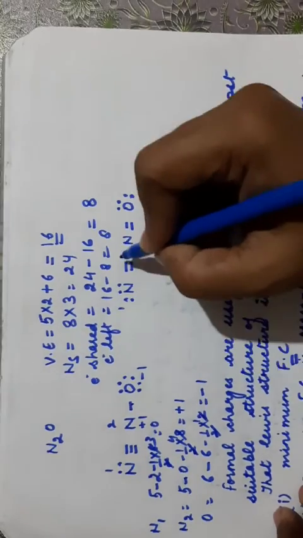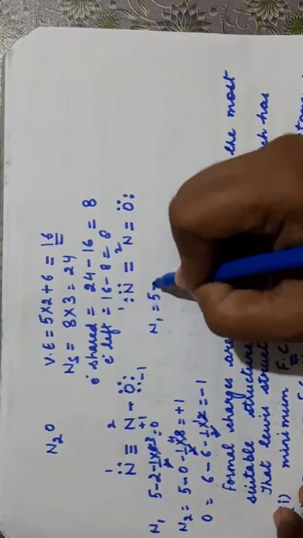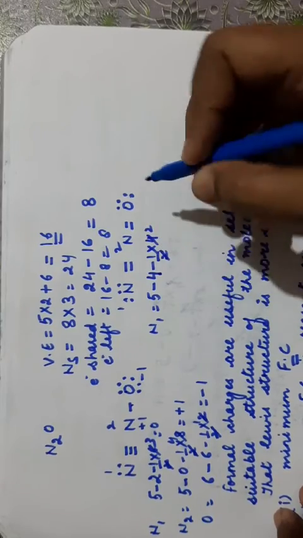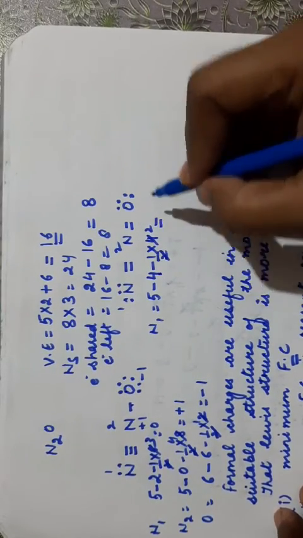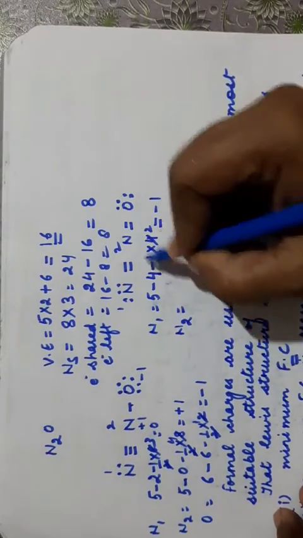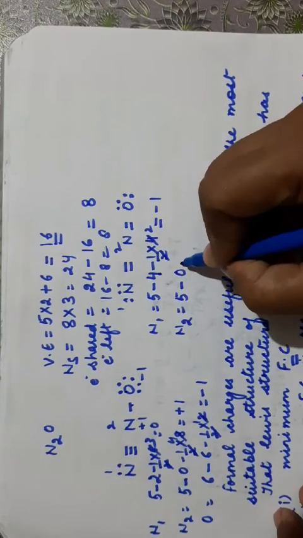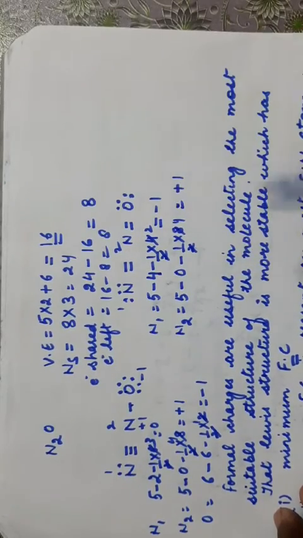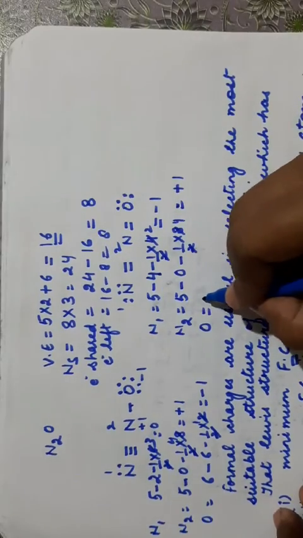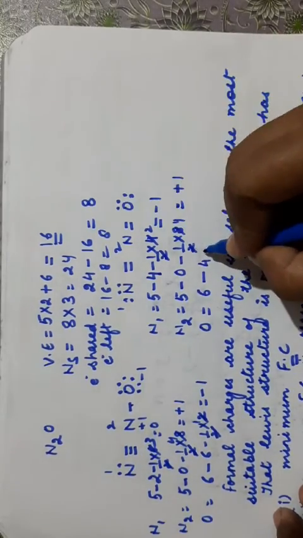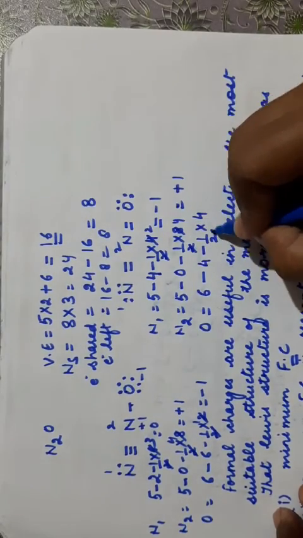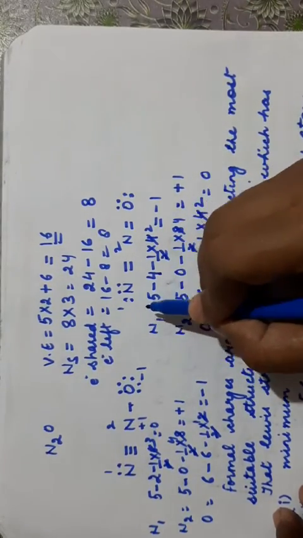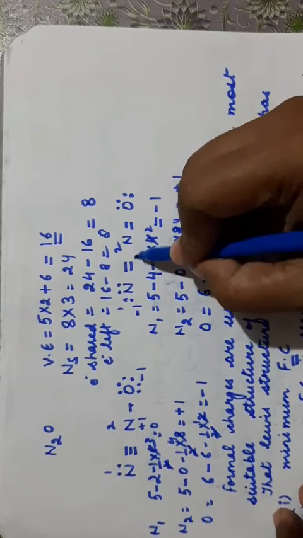Now come to this structure. Calculate on this nitrogen 1: 5 minus non-bonding electrons 4 minus half into bonding electrons, which are also 4. 5 minus 4 minus 2 is -1. Calculate on nitrogen 2: 5 minus non-bonding electrons 0, total bonding electrons 8, half is 4, it is +1. Clear? Calculate on oxygen: 6 minus 4 non-bonding electrons minus half into bonding electrons, also 4, so 2. It is 0. So this nitrogen has minus 1 and this nitrogen has plus 1.